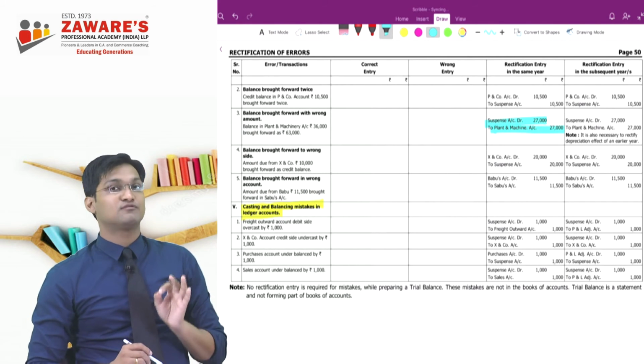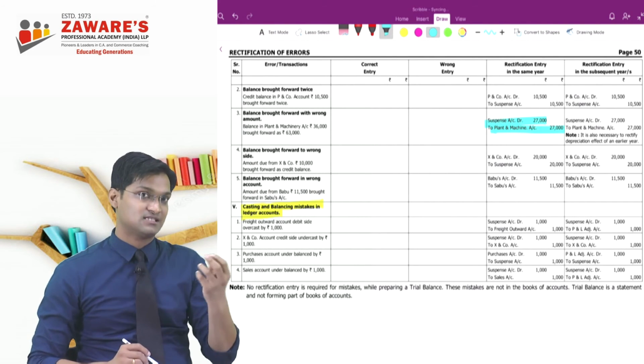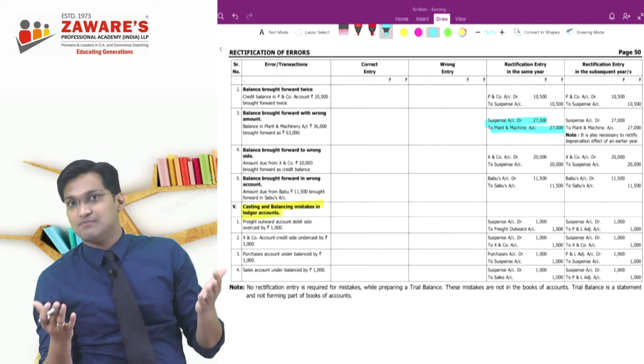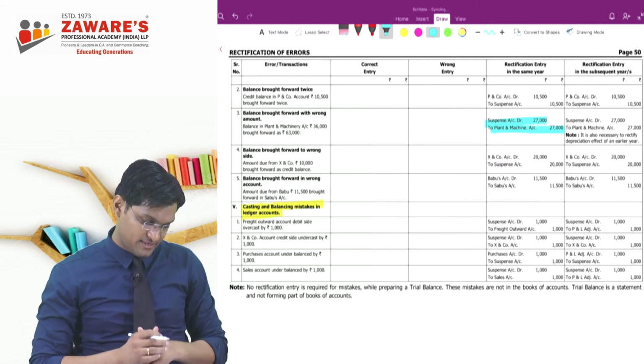Now, even if you do this entry in next year after preparation of financial statements, it won't change. Reason being very simple, there's no nominal accounts involved over here.